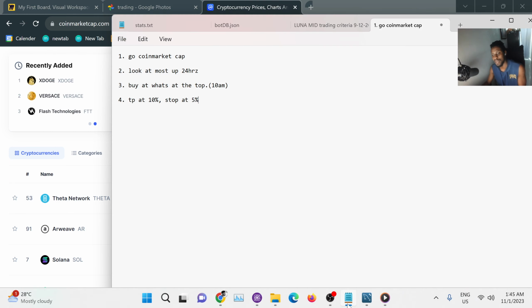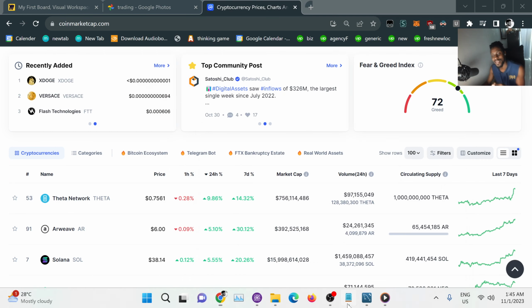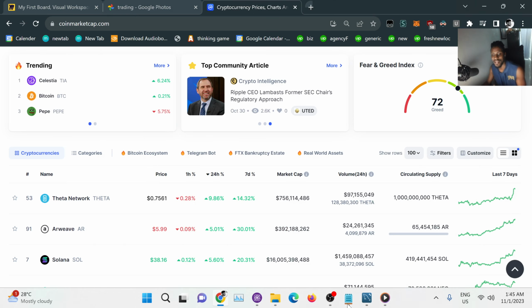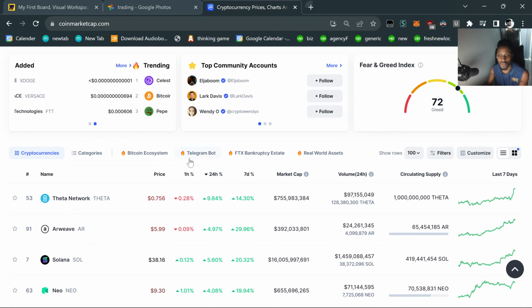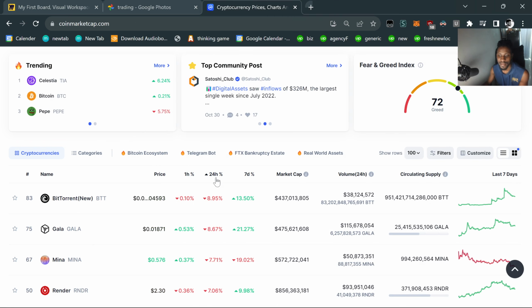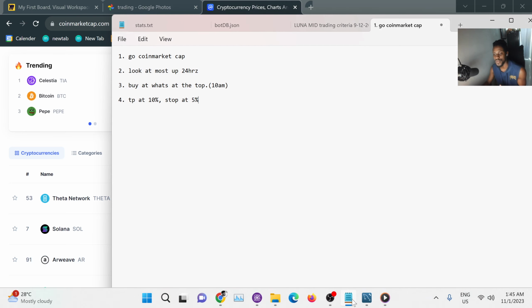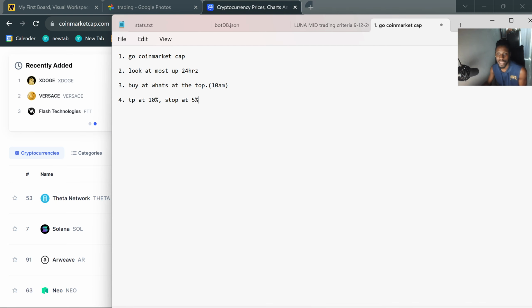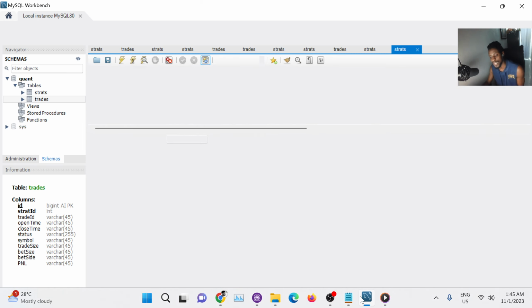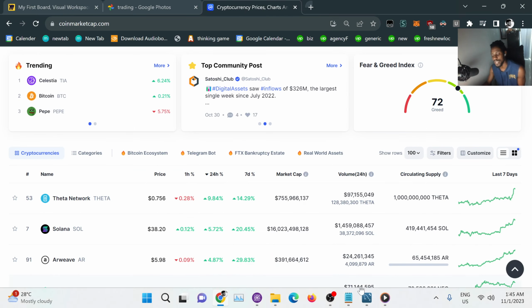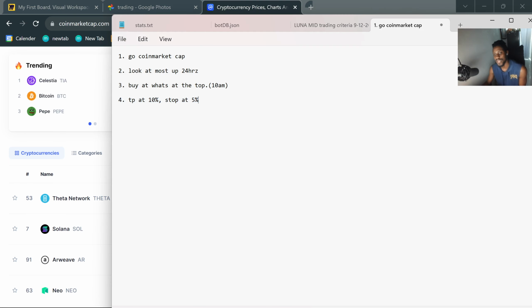I'm going to the top of CoinMarketCap at like 10 o'clock, right? I'll show you that, guys. I'm looking at what's most up, so I'm just going there and clicking this thing here. Then I'm just buying what's at the top, and I'm setting a take profit for a 10% increase, and I'm setting a stop loss for a 5% decrease, and that's it.